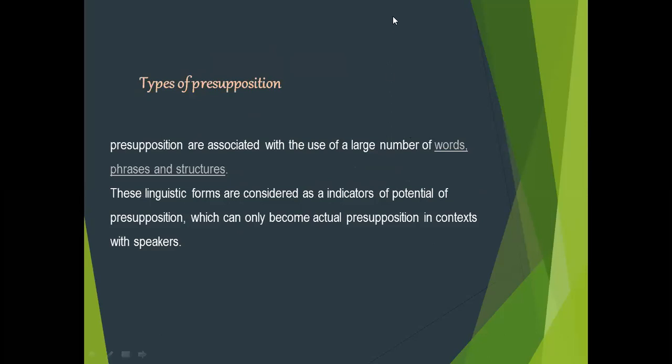Types of presupposition. Presuppositions are associated with the use of a large number of words, phrases, and structures. The linguistic forms are considered as indicators. Potential presuppositions only become actual presuppositions in context with speakers.